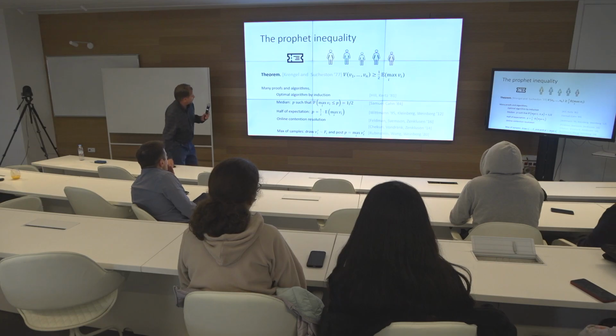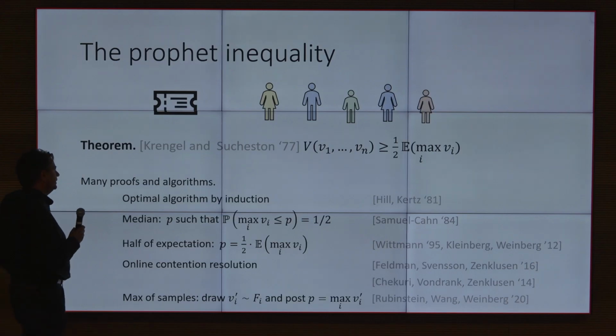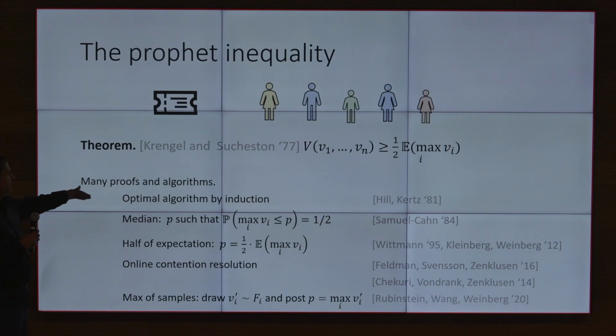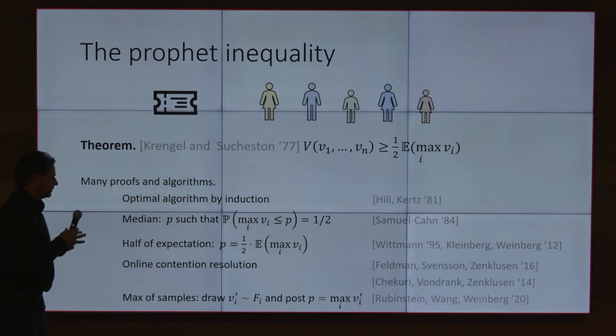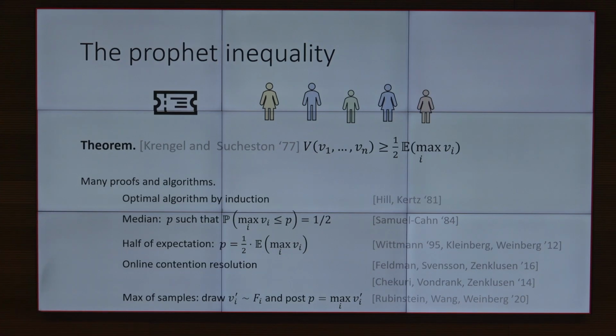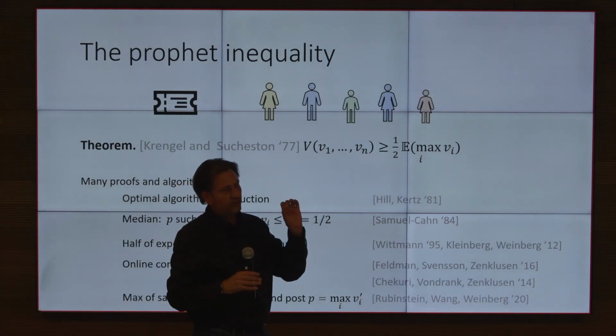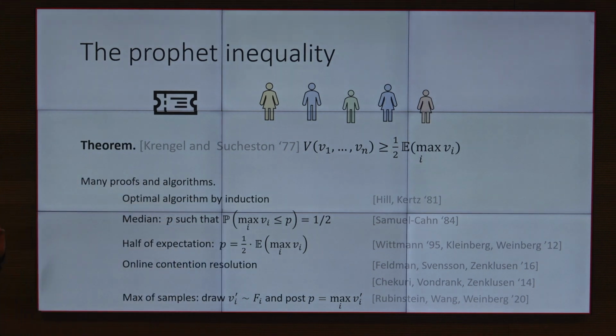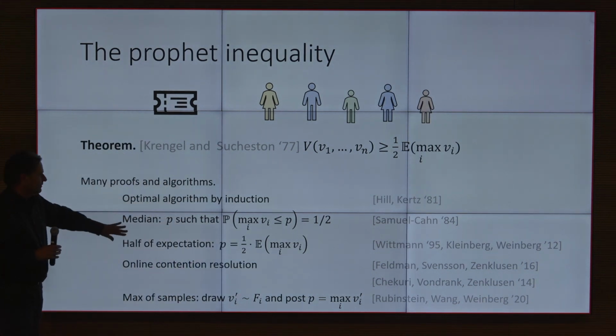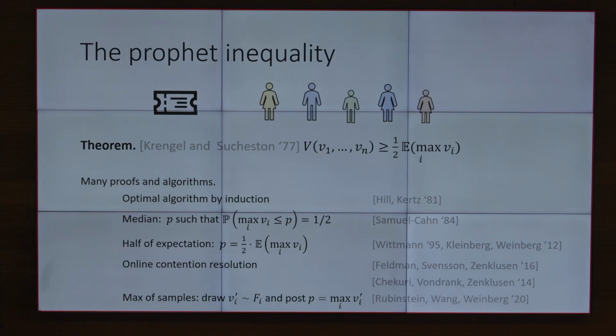All right, so there are many proofs of this result. There is one proof involving induction over the optimal algorithm. There is a very nice proof by Samuel-Cahn from '84 that sets a single threshold. You find one price and then you assign the item to the first agent whose valuation is above the price. There are several versions of this price that work. One is the median. One is half of the expectation of the maximum.